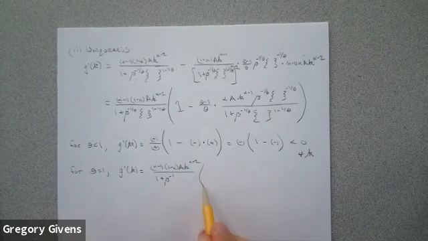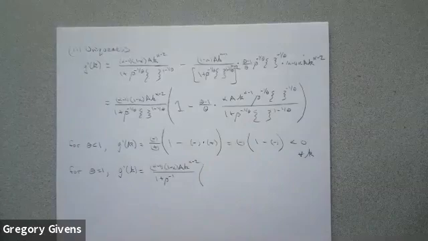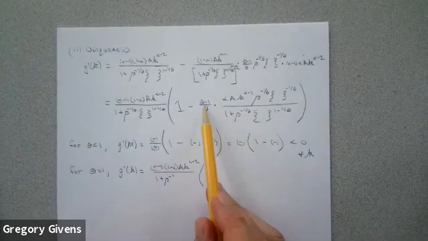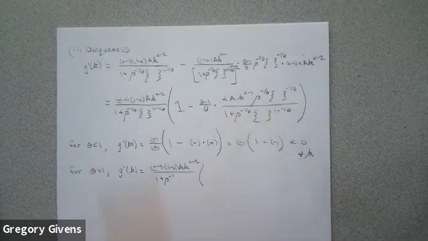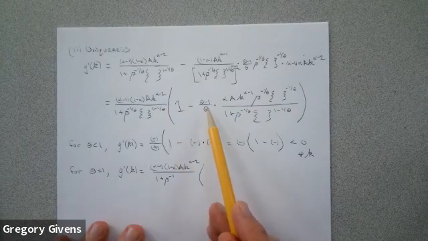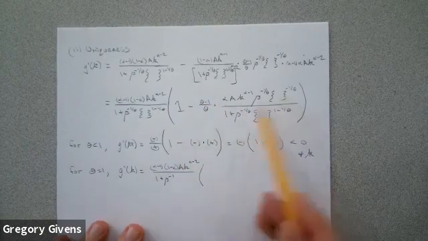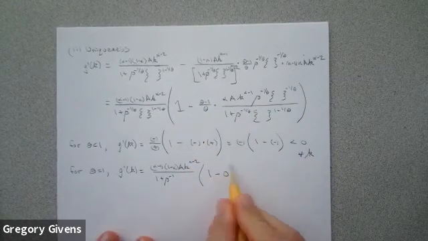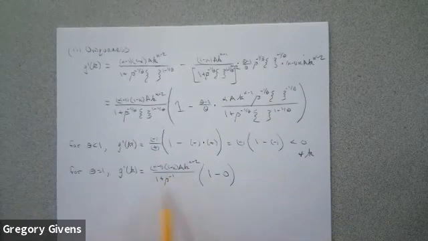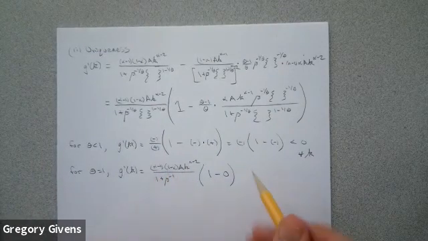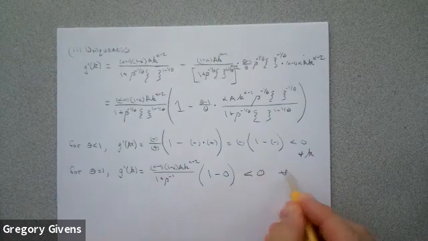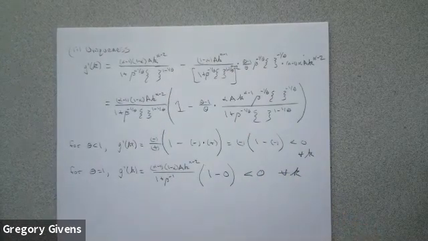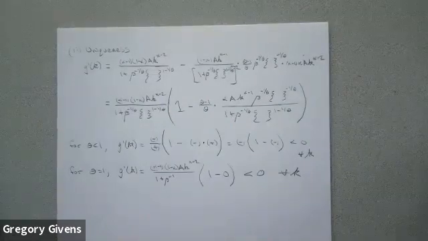Now, what becomes of the term in the middle? 1 minus theta minus 1 over theta times this thing. Well, if theta is exactly equal to 1, this whole expression here goes to 0. So it's this term times 1. Well, this term here is negative for all k. So for theta equal to 1, g prime is less than 0.